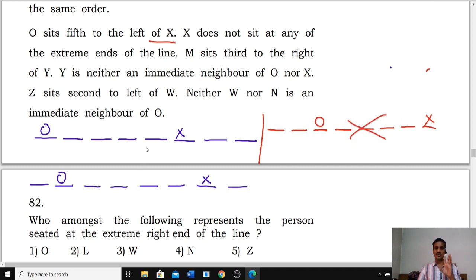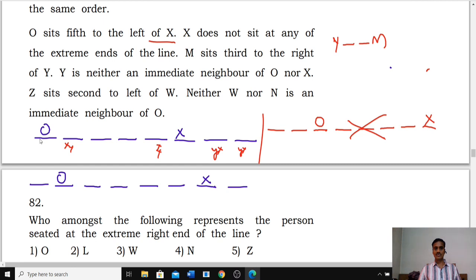Hence, we are left with only two cases. M sits third to the right of Y. M is seated third to the right of Y. Wherever Y is, 1, 2, 3, M can be there. Hence, we have n number of possibilities. Y is neither an immediate neighbor of O nor X. Y cannot be here. Y cannot be here either.